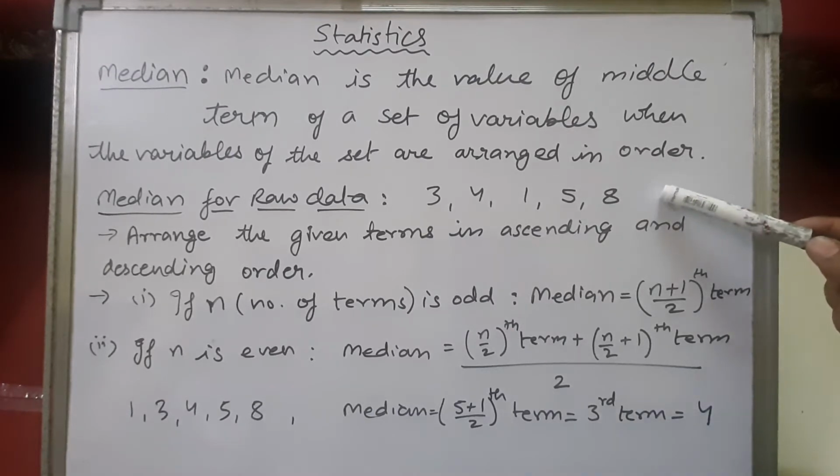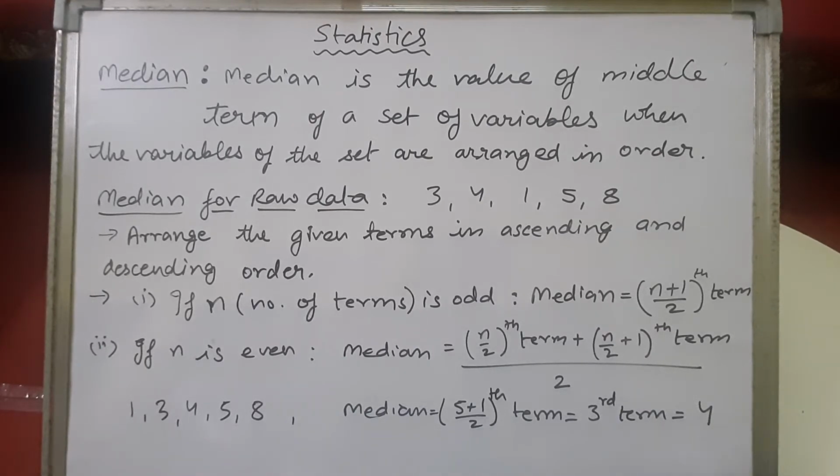So we are given the data here in which the terms are 3, 4, 1, 5, 8. First when we arrange these 5 terms, in ascending order it is 1, 3, 4, 5, 8. Now the number of terms is odd. So the median will be the (5 plus 1) upon 2th term. It will be the 6 upon 2th term, that will be the third term. And the value of the third term you can see here is 4. So the median of the given data is 4. Alright children, please note down.